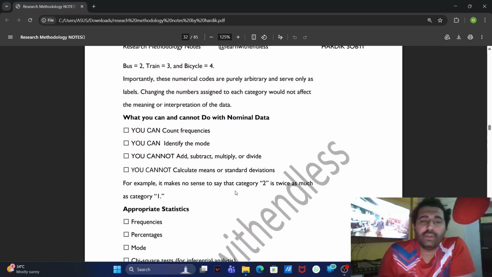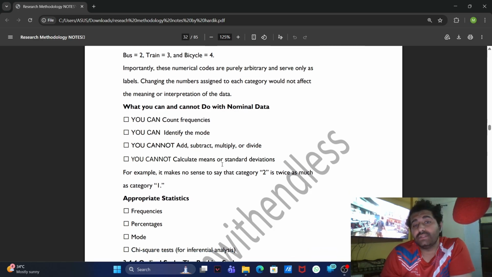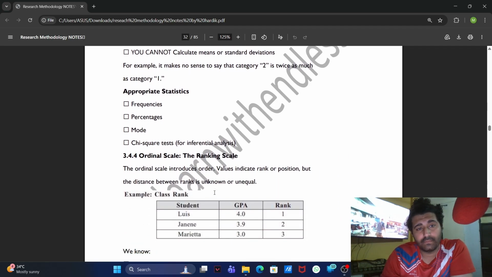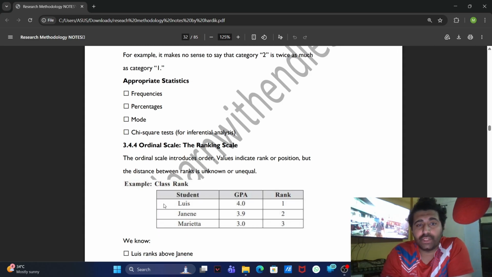What you can and cannot do with nominal data. You can count frequencies. You can identify the mode. You cannot add, subtract, multiply, or divide. You cannot calculate means or standard deviation. For example, it makes no sense to say category 2 is twice as many as category 1. Appropriate statistics: frequencies, percentages, mode, chi-square test.